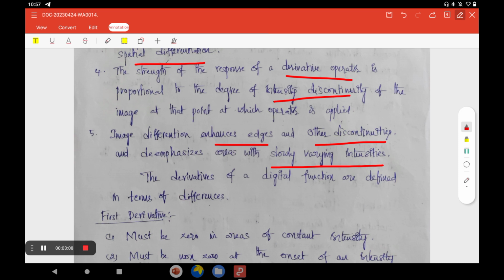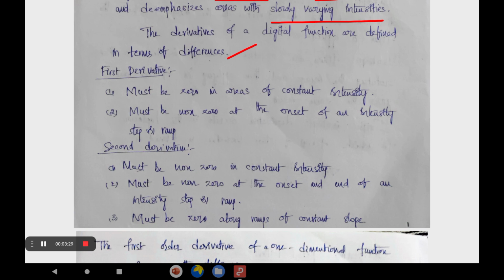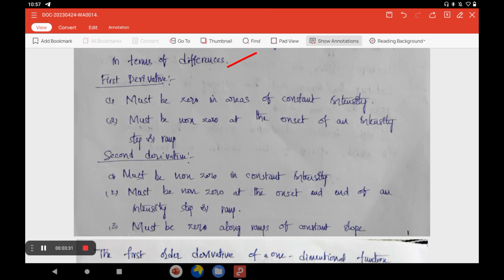Okay. As well as the derivative of a digital function is defined in terms of differences. Basically, differentiation uses differential equations for the continuous domain. But in digital images, differentiation means the difference of their values. In case of differentiation, we have two types: the first derivative and the second derivative. So these are very important.